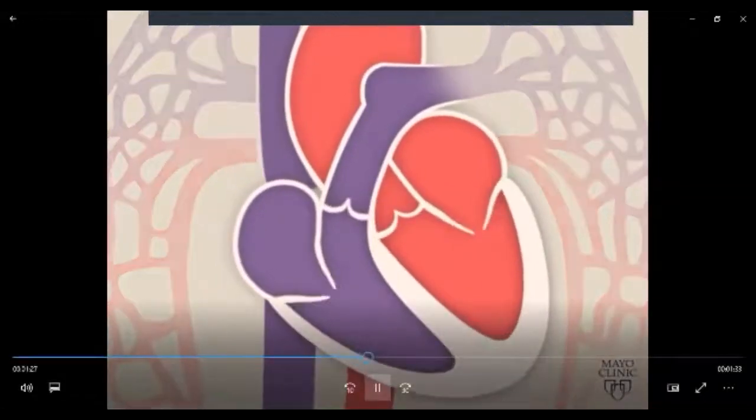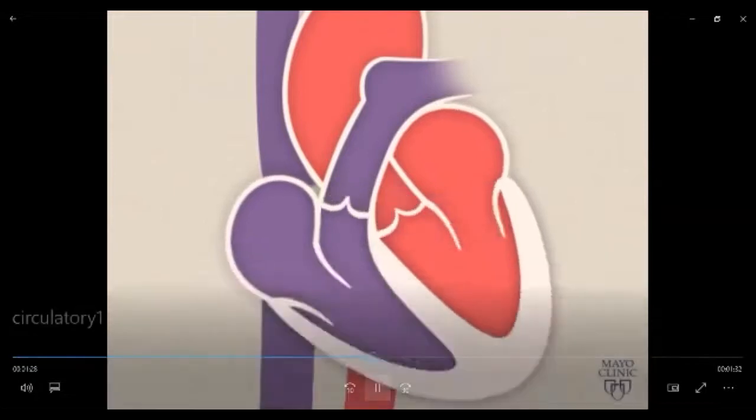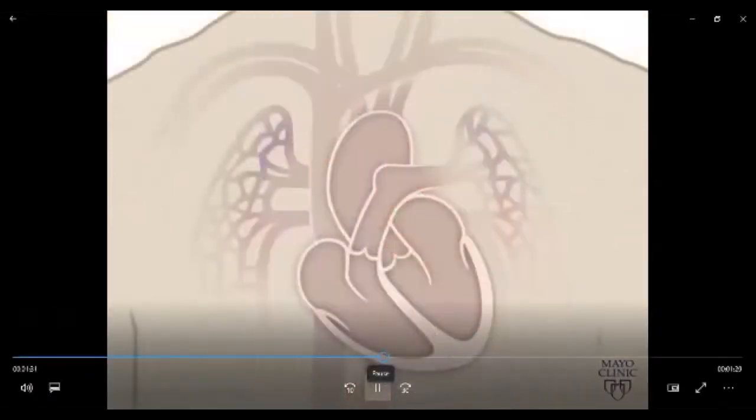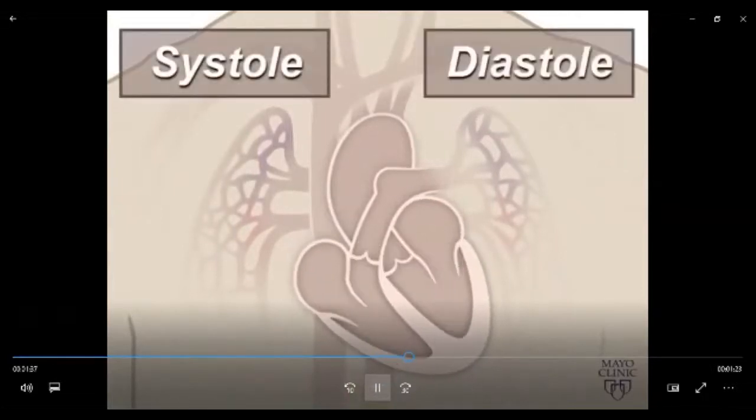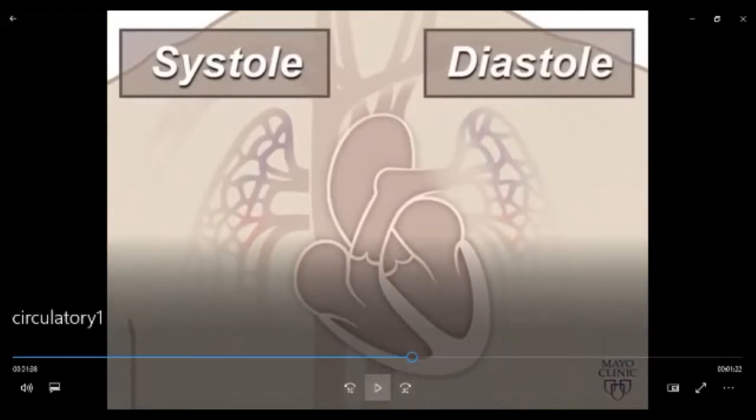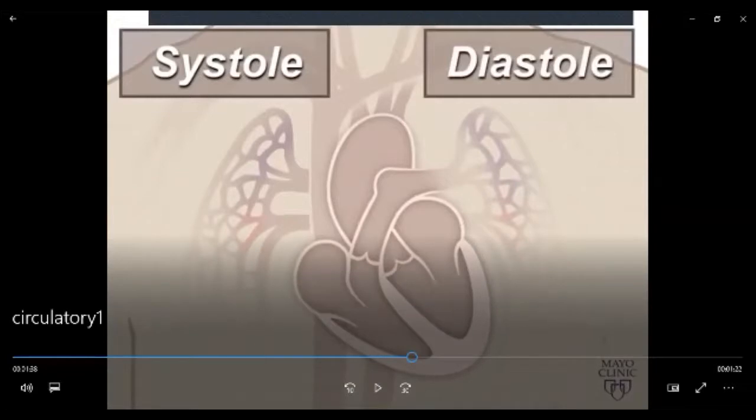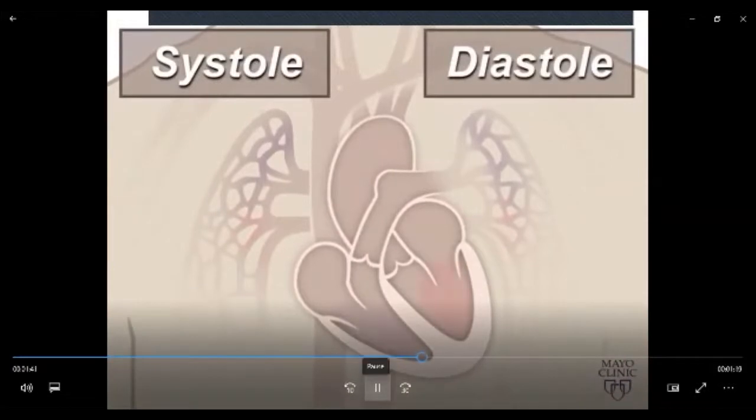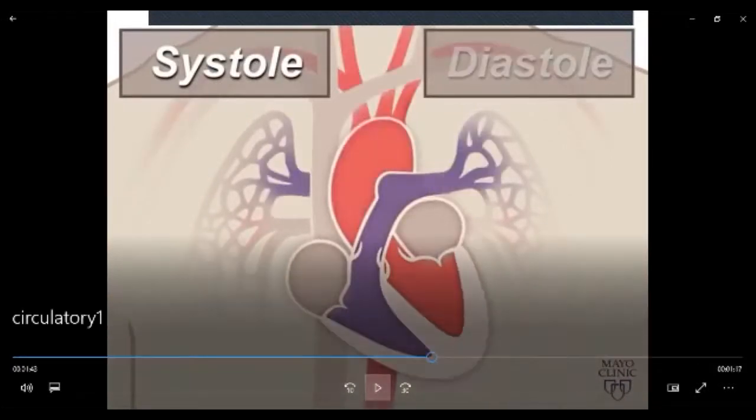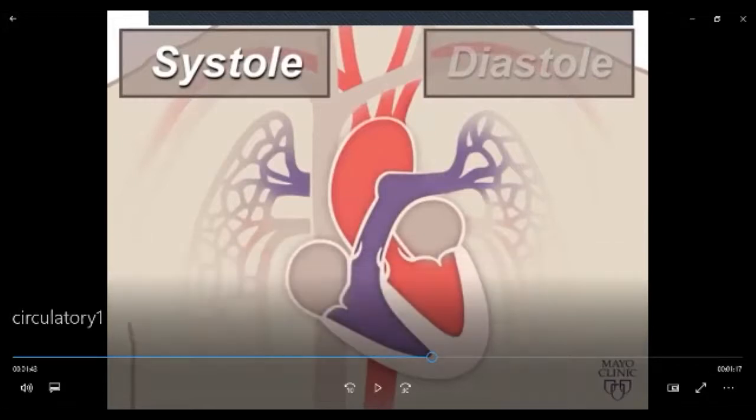And then now, what happens here? If this beating happens, the muscle will contract and relax. We have two terms for it: systole and diastole. What does systole mean? I'll explain it in detail after this. So if you see here, this one is systole. That happens when your ventricle muscles contract and then push the blood either to the lung or to the body.